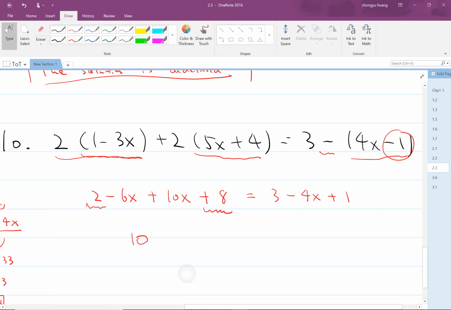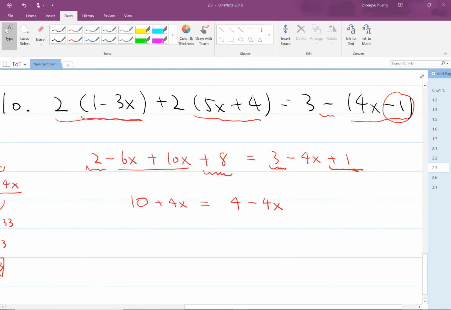Is equal to, so now we're moving to the right hand side. We have a 3 and 1, so 3 plus 1 is equal to 4, and then 4 minus 4x, right? So now we have to move things around again. We have a 4x, and then we're moving negative 4x to the other side. Negative 4x becomes positive 4x, right?